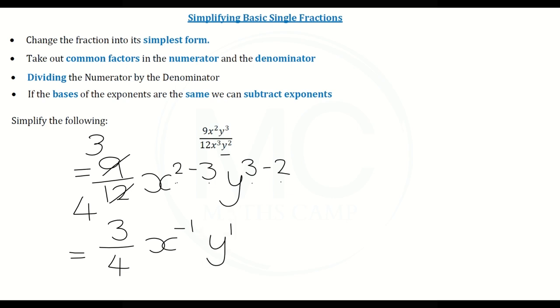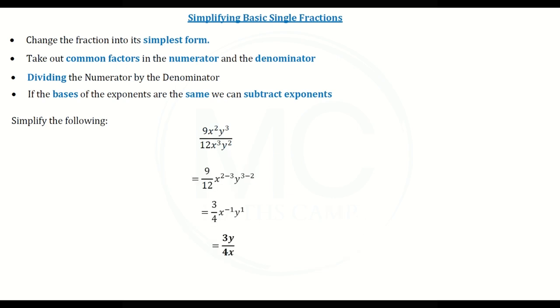Now let's tidy this up. Our fraction has 3 in the numerator and 4 in the denominator. X has an exponent of negative 1, so we're going to put it in the denominator over here. X to the power of positive 1, which is simply x. And then we have y to the power of 1, which is in the numerator up here. And we have now completed this question. Please look at more examples like this in our upcoming videos.